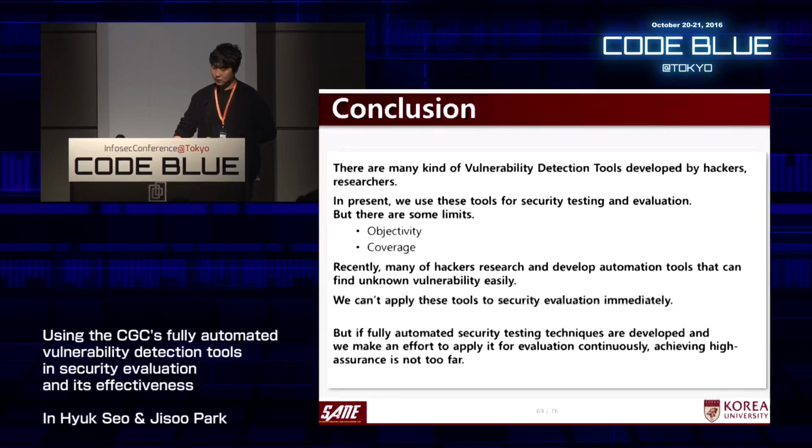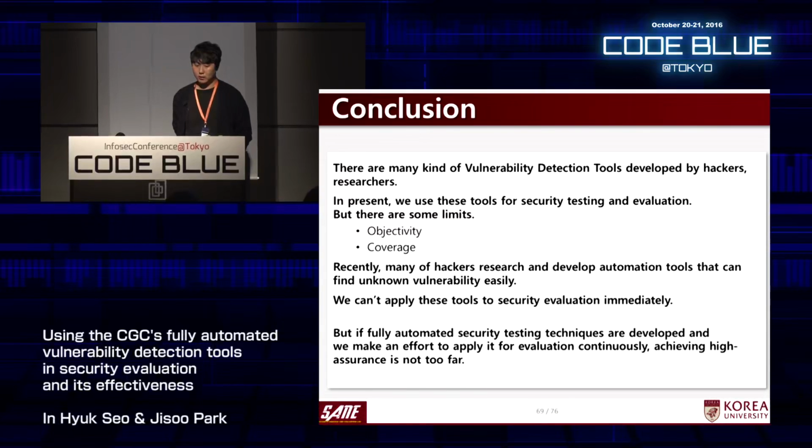So, conclusion. There are many kinds of vulnerability detection tools developed by hackers and researchers. At present, we use these tools for security testing and evaluation, but there are some limits: objectivity, coverage, efficiency, and usability. Recently, many hackers research and develop automation tools that can find unknown vulnerabilities easily. But we can't apply these tools to security evaluation immediately.